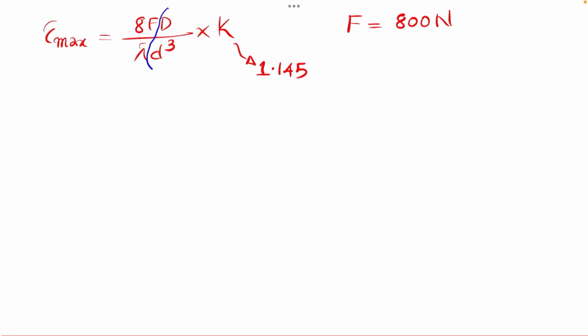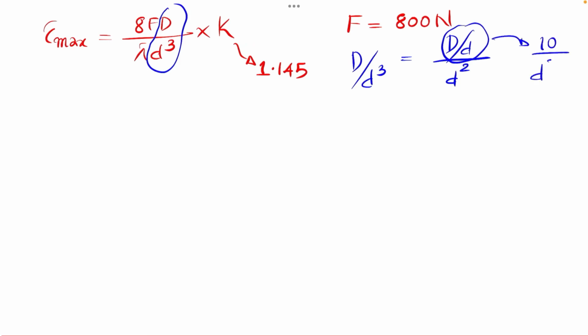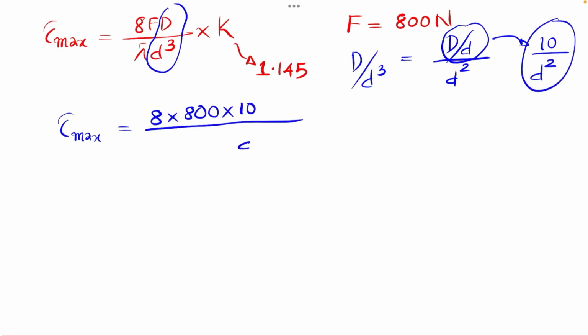This F is equal to 800 Newton, and here we have the term D by d cube. I can write this D by d cube as D by d divided by d square. So this D by d is actually C, and its value is 10, divided by d square. Then the only variable will be d square. So I can find the tau max from this expression, which is 8 into F, 800 Newton, into D by d cube replaced by 10 divided by d square, pi into K.